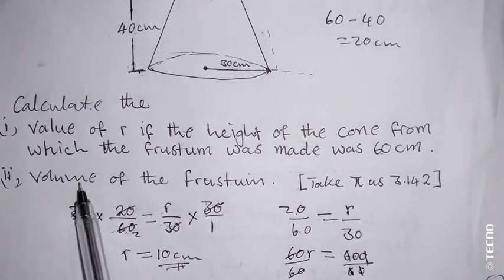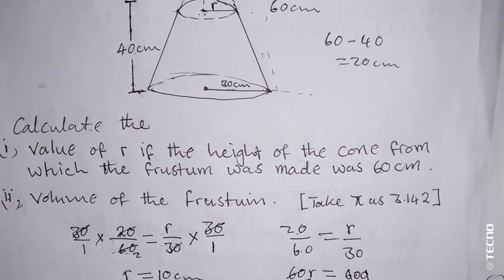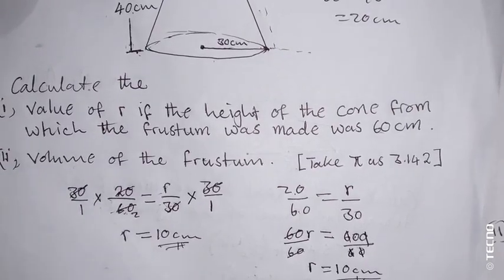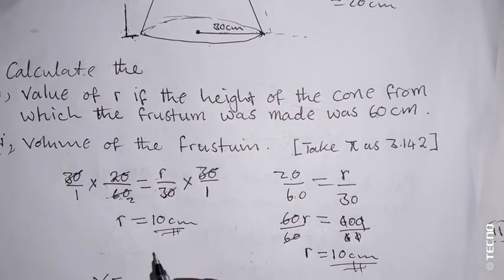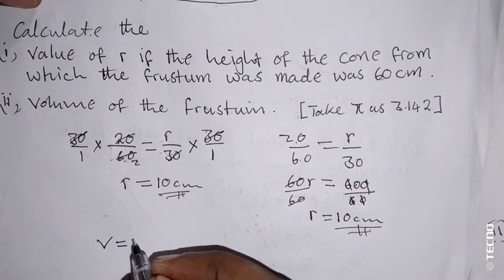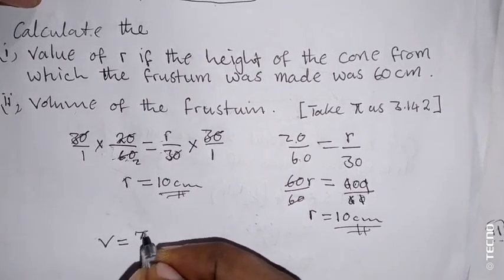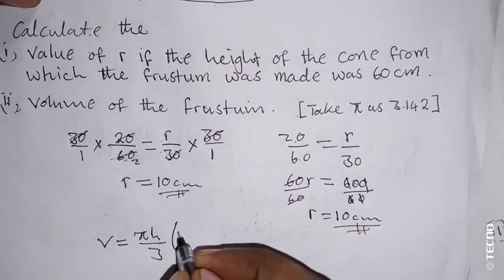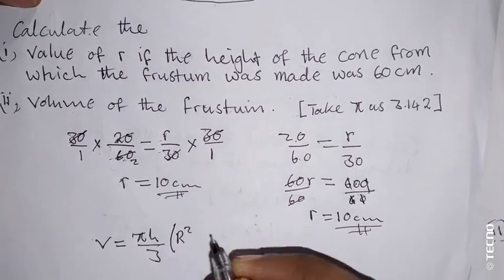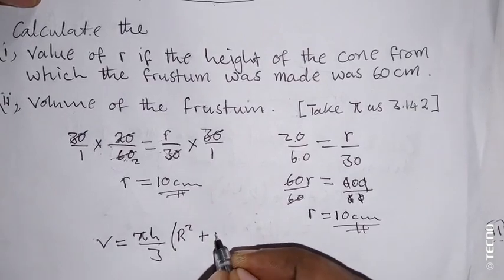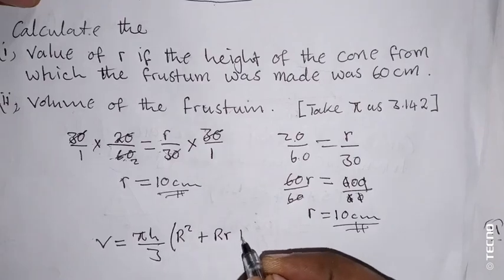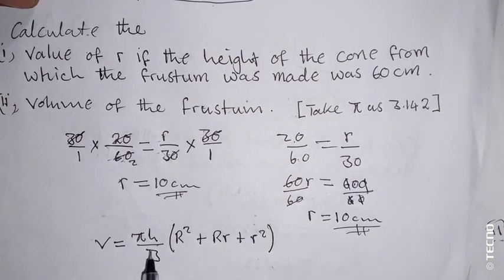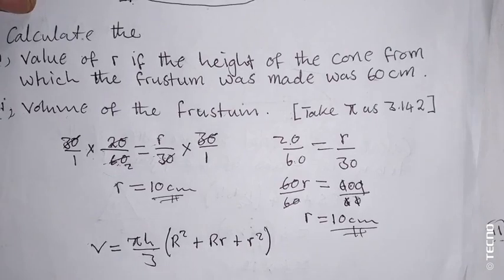Then the other one, the volume of the frustum. So the volume of a frustum, remember the formula which is simple and straightforward. The formula we say V is equal to pi h over 3, which is like this. So we've got the bracket: the big R squared, plus the big R times the small R, plus the smaller R squared. You square it like this, and again you just replace the values that you have been given.